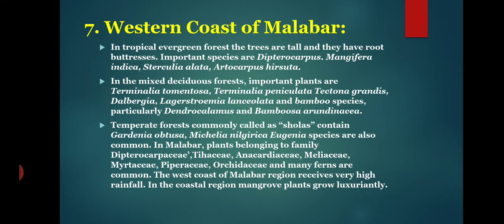Then western coast of Malabar, this is our area. In tropical evergreen forests, the trees are tall and they have buttress roots. Important species are Dipterocarpus, Mangifera indica, Artocarpus hirsuta. So many. These are some of the examples only. And here and there we can see deciduous forests also. Then temperate forests, commonly called sholas, that is in Malayalam Chola Vanangal. That is a valley-like area present in between two adjacent mountains, and it is a high fertile land. There we can see these sholas containing Gardenia, Michelia, and many such species.